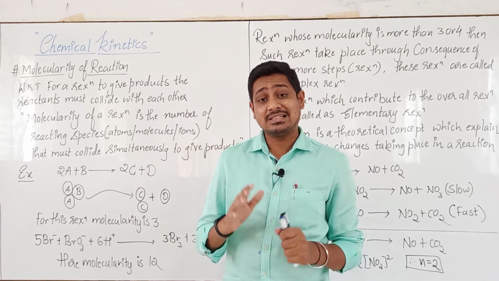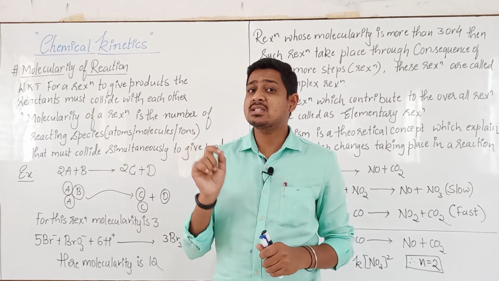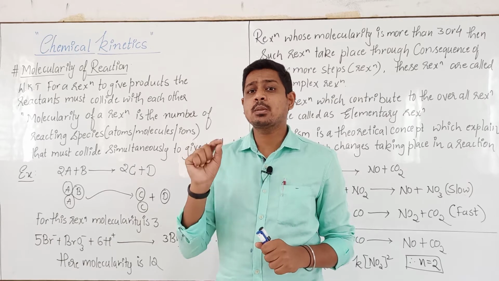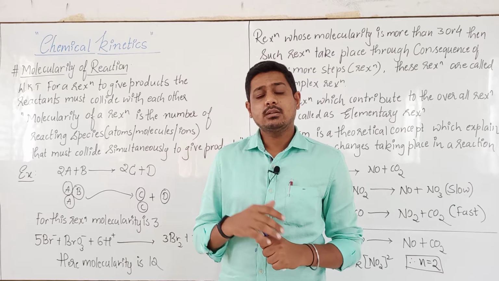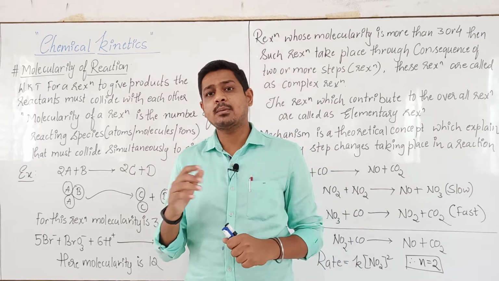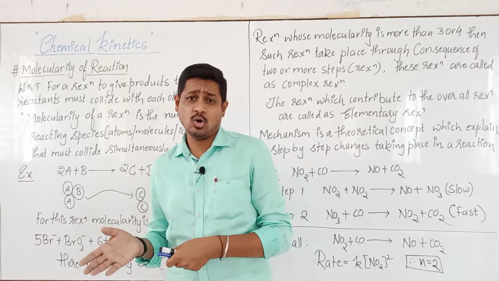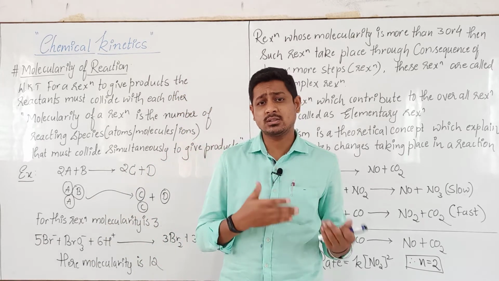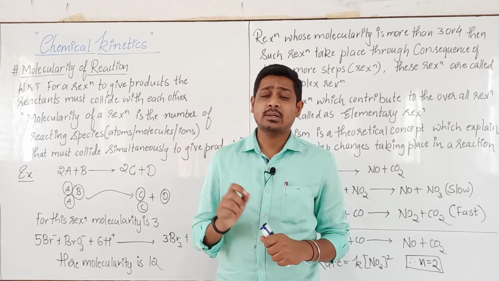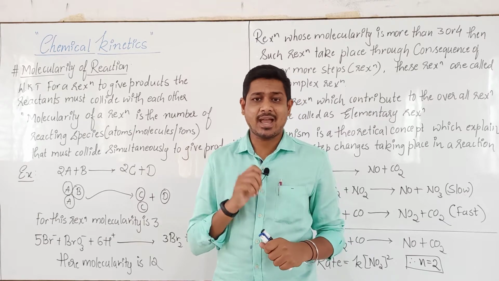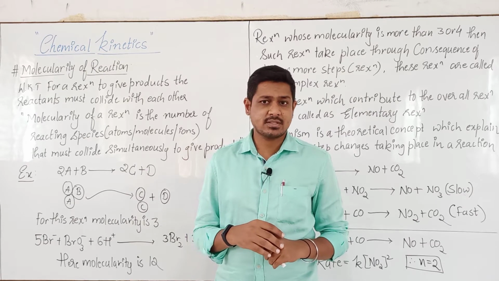Order of the reaction tells us how the rate of the reaction is affected by the change in the concentration of the reactants. Then we studied different types of order: zero order, first order, second order, third order, and fractional order, and even what is meant by pseudo first order reactions. These are the things that we studied in the previous class.